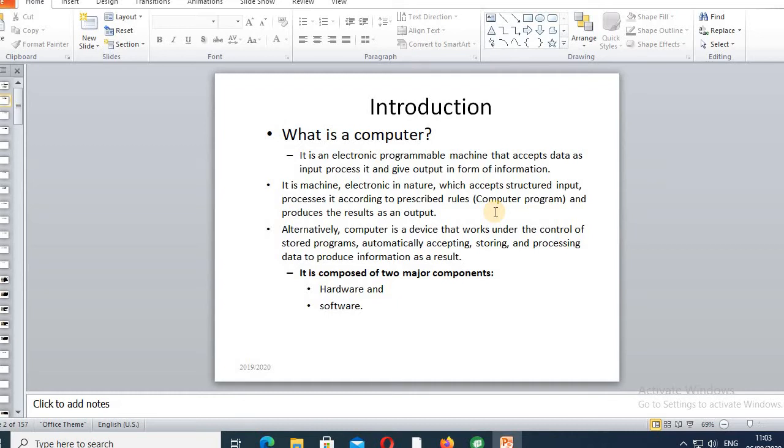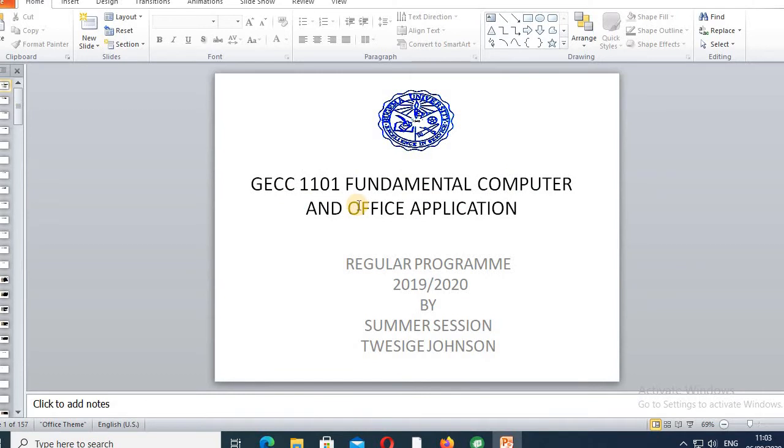The objective is to look at the introduction of this course. When we talk of the word fundamentals, we mean the basics of computer. To look at the basics of computer, not in detail, but just a few things that we need to handle or to look at.